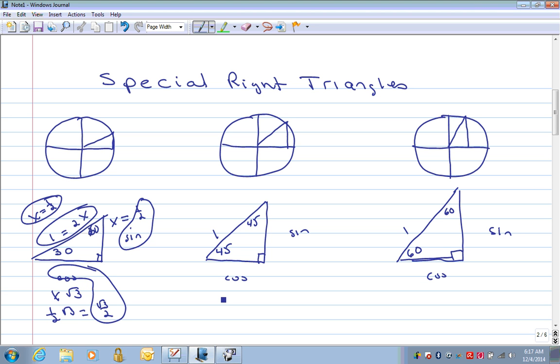Let's go ahead and talk about the 45, 45. In the 45-degree triangle, the legs were x, and the hypotenuse, or in this case the radius, was equal to x square roots of 2. So let's talk a little bit about that.